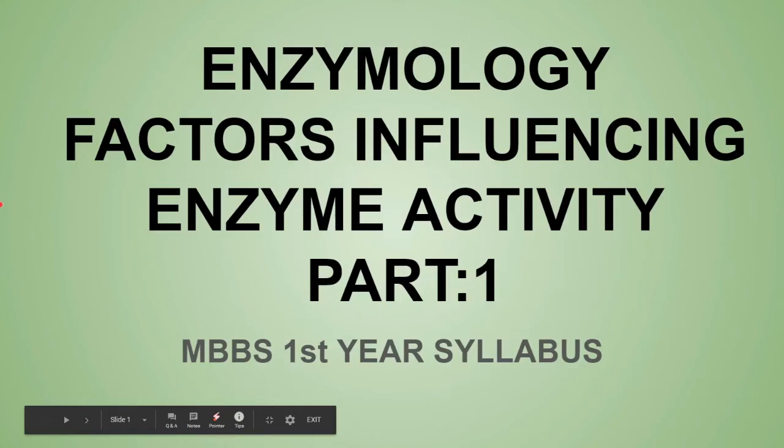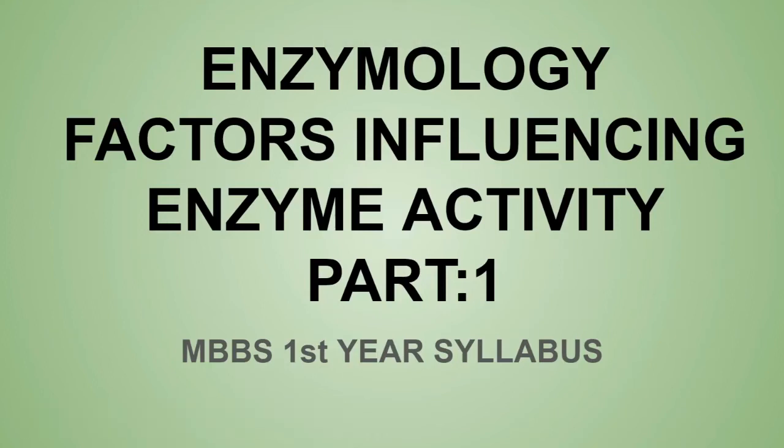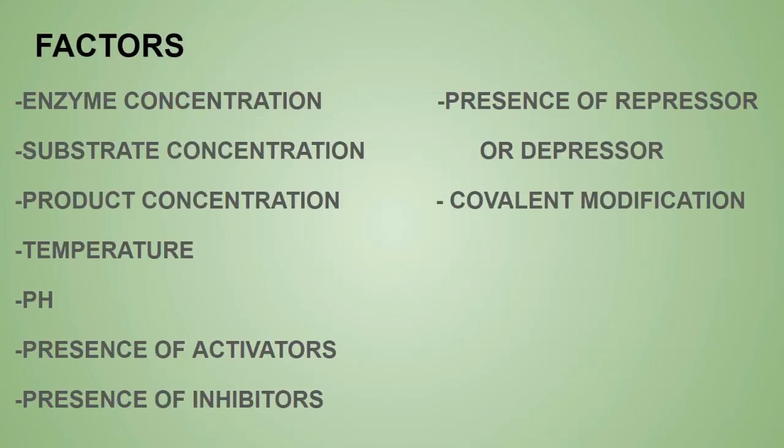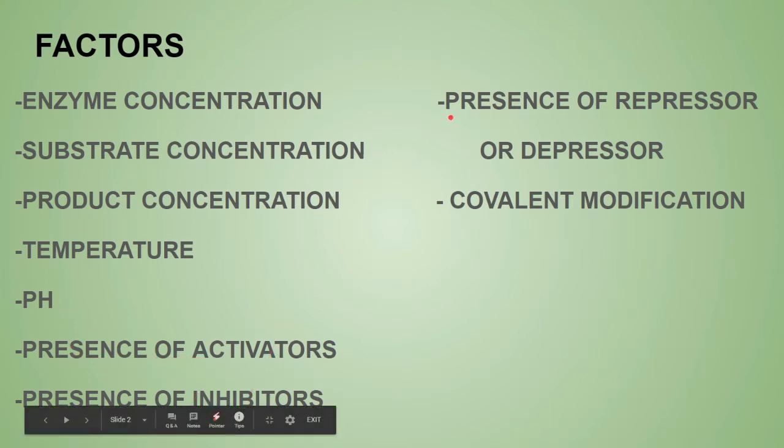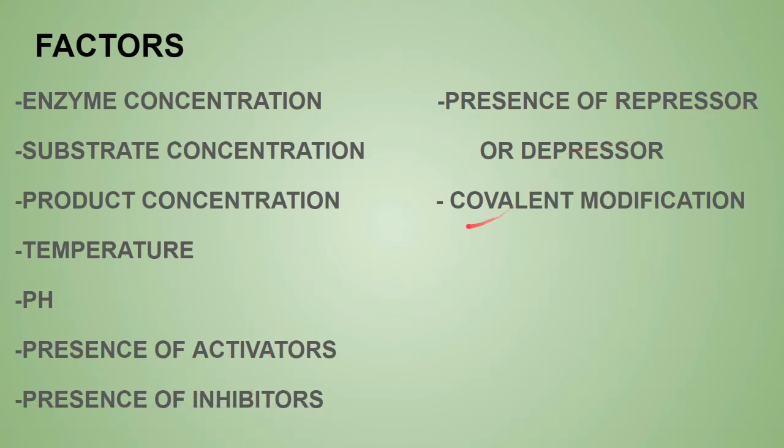Hello everyone. Today we'll discuss one of the most important topics and frequently asked questions from enzymology, that is the factors influencing enzymatic activity. Part 1. First of all, which are the factors actually influencing enzymatic activity? These are the effect of enzyme concentration, effect of substrate concentration, effect of product concentration, temperature, pH, presence of activators or inhibitors, presence of repressor or derepressor, and covalent modification.